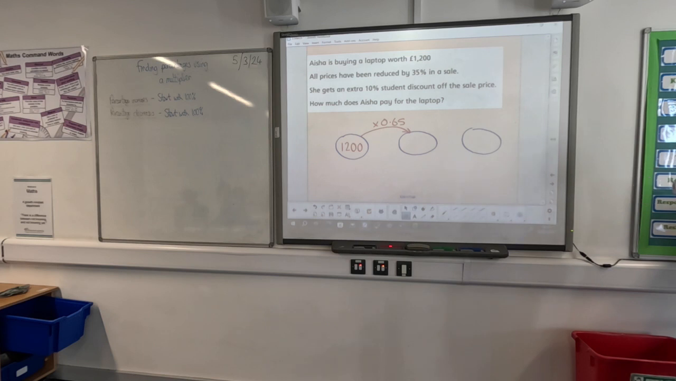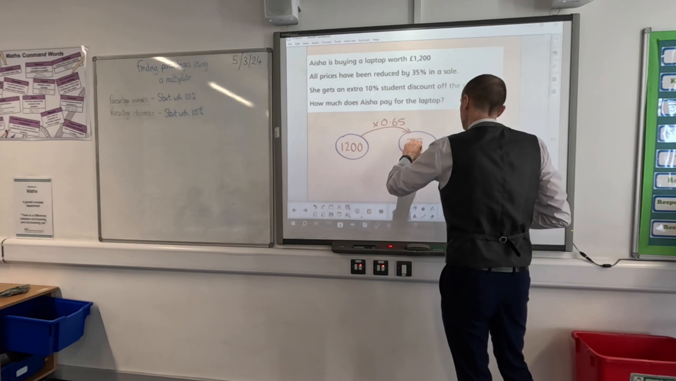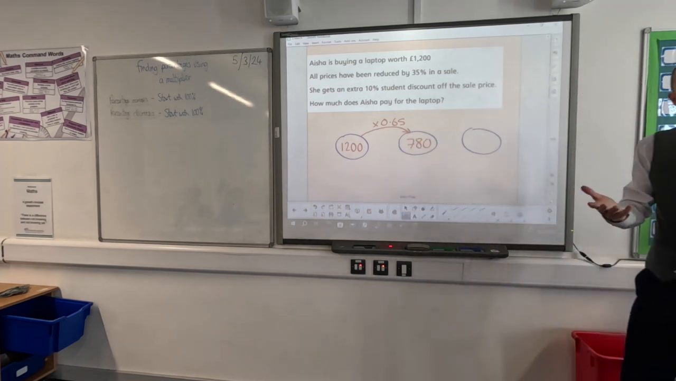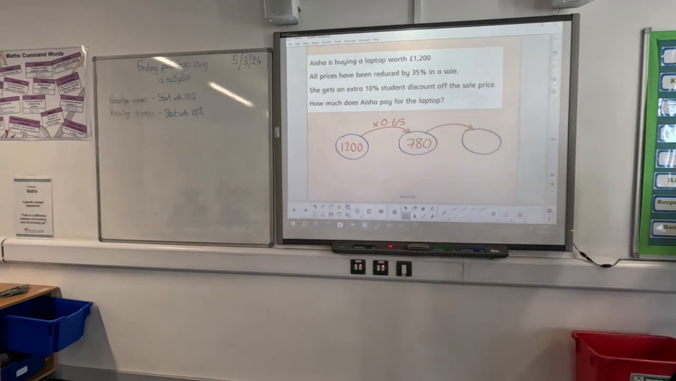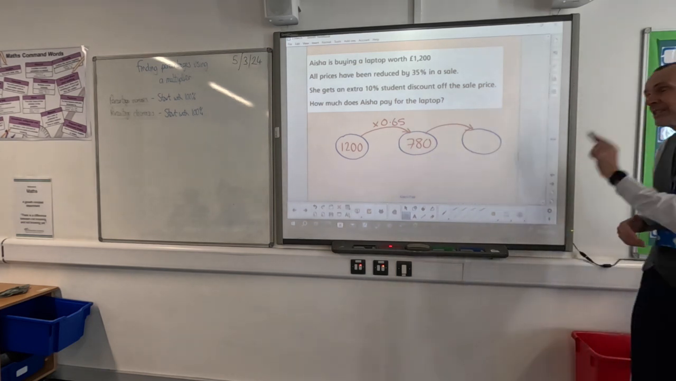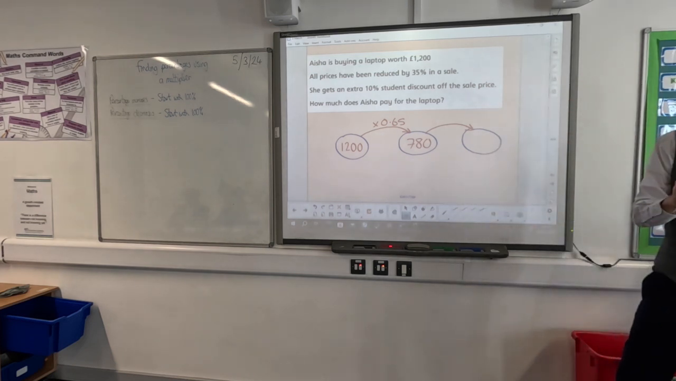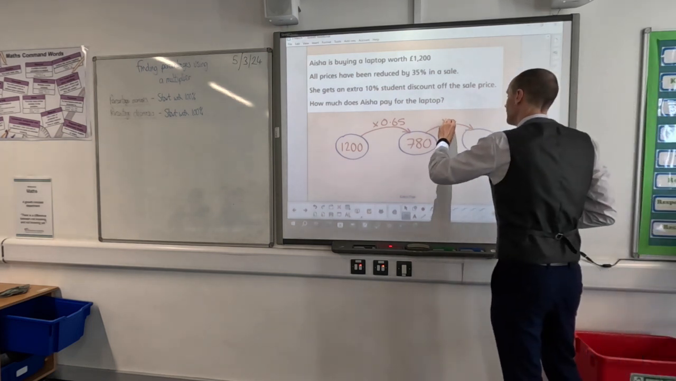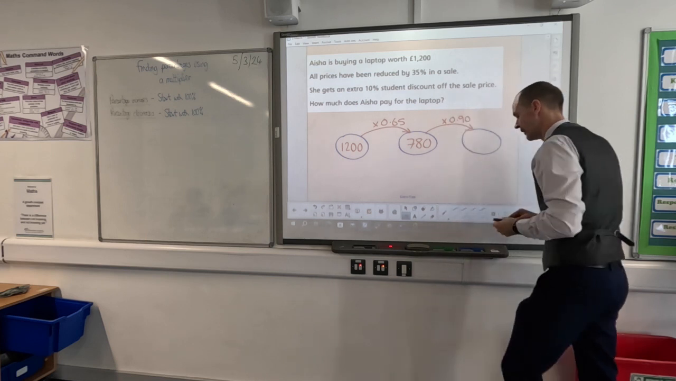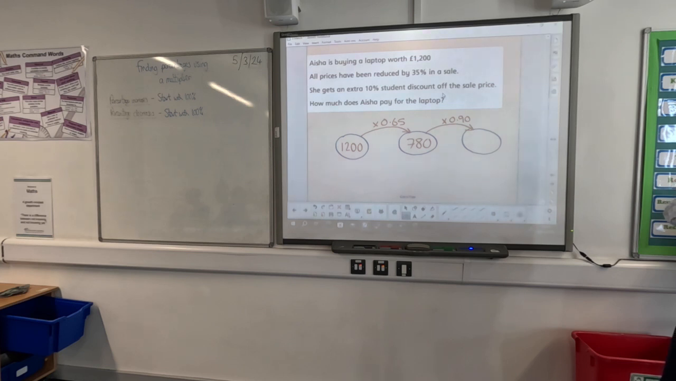You'd already done that, had you, Phoenix? So what was that amount? 780. We then want to decrease that by a further 10%. So Dougie, what are we going to multiply by to reduce it by 10%? Again, brilliant. 100% take away 10% is 0.9. And just to make sure you believe me, can I get you to work out that final price?